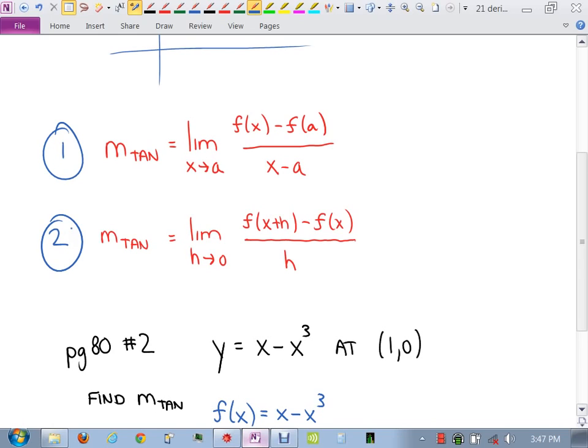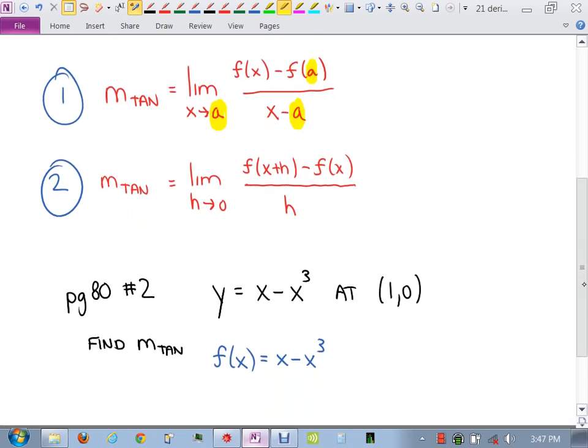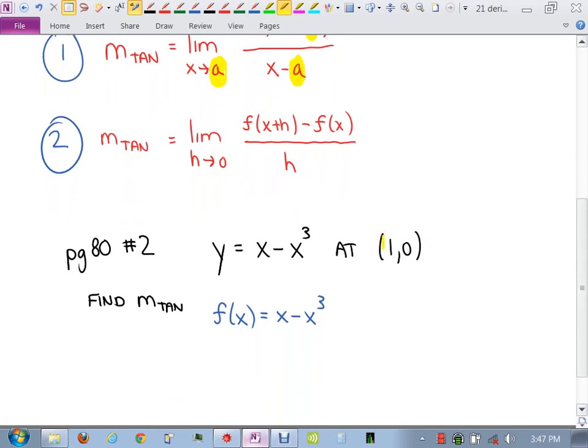In the first one, we actually need to figure out what a is in the first formula. What's a? Where is the x approaching? So where's that information going to come from? You have to look at the x value here. That's your x. So I'm trying to figure out what's happening as x gets close to 1.